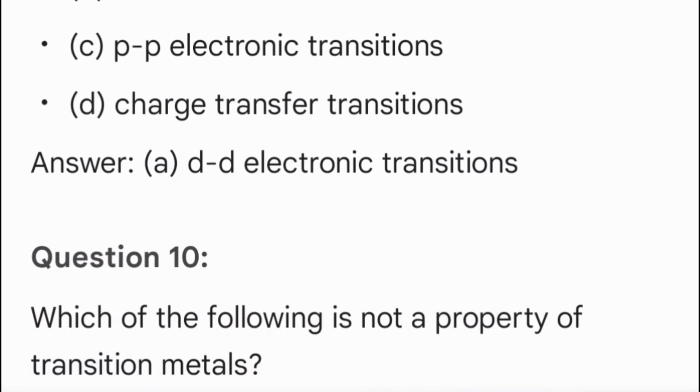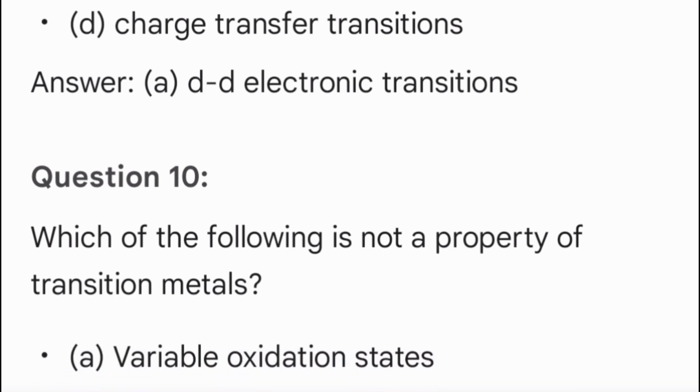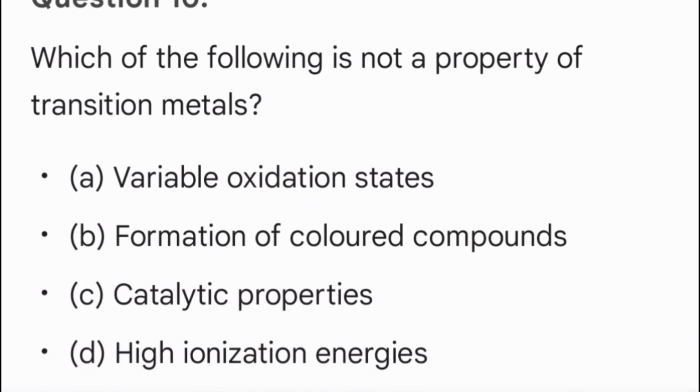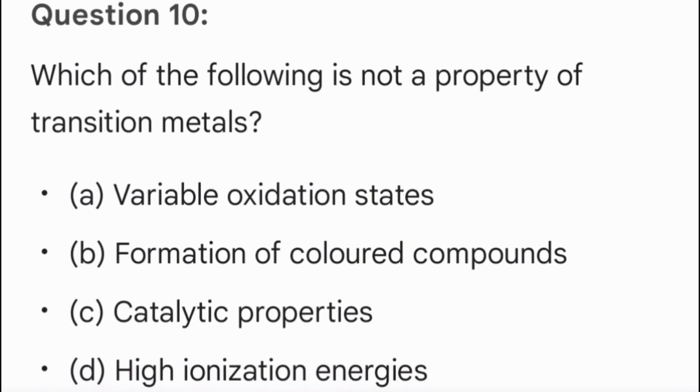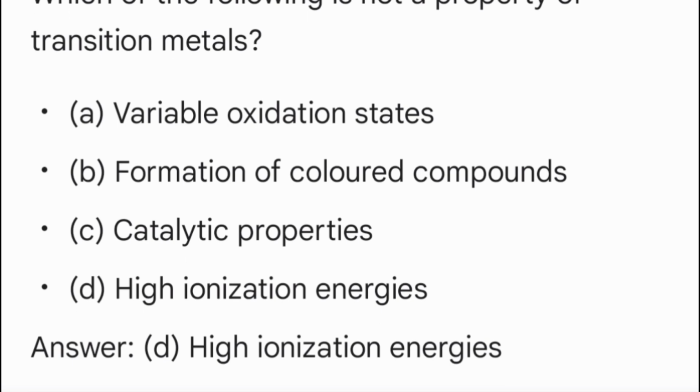Question 10. Which of the following is not a property of transition metals? A. Variable oxidation states, B. Formation of colored compounds, C. Catalytic properties, D. High ionization energies. Answer: D. High ionization energies.